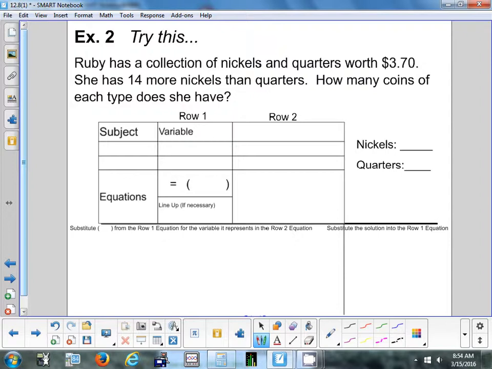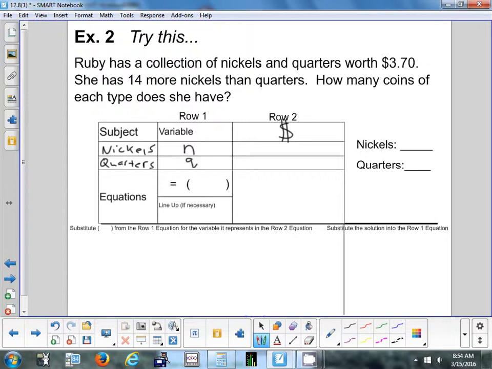All right, guys, so what are my 2 subjects here? That part should at least be pretty quick. Nickels and quarters, good. What variable do you want to use for nickels? N. And for quarters? Q. Now row 2 is always the equation for, what symbol did Mr. Roy put here? Money.